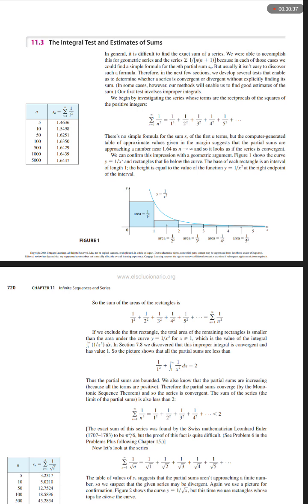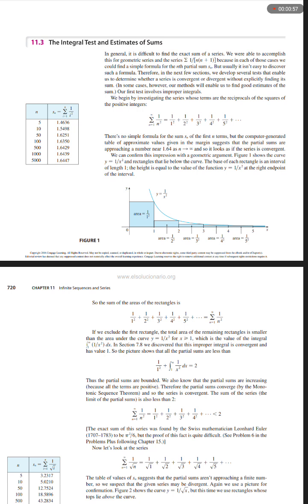Therefore, in the next few sections, we develop several tests that enable us to determine whether a series is convergent or divergent without explicitly finding its sum. In some cases, however, our methods will enable us to find good estimates of the sum. Our first test involves improper integrals.